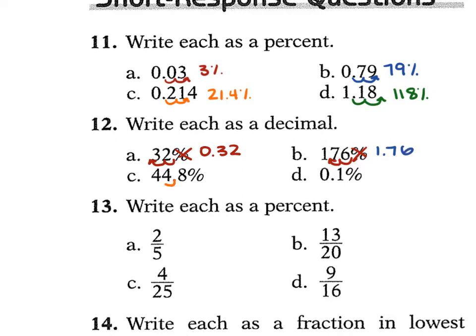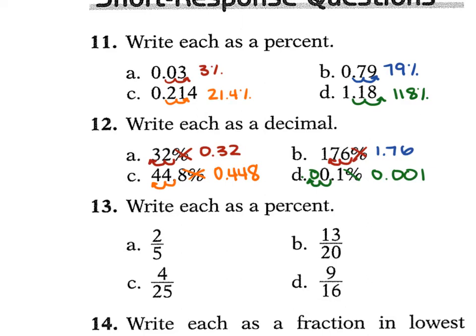For C, move 2 places to the left. Get rid of the percent sign. That's 0.448. And then for D, move 2 places to the left, get rid of the percent sign, that's 0.001.